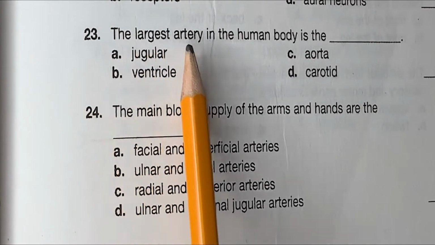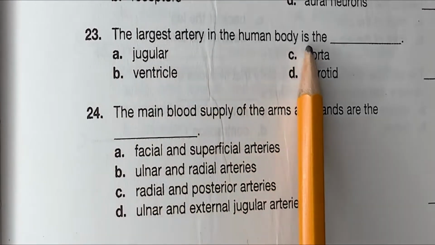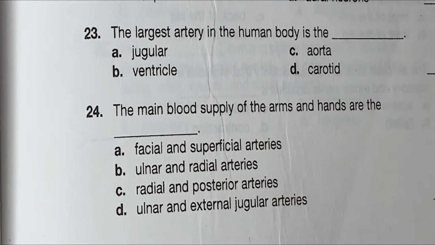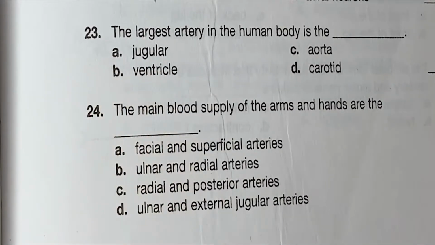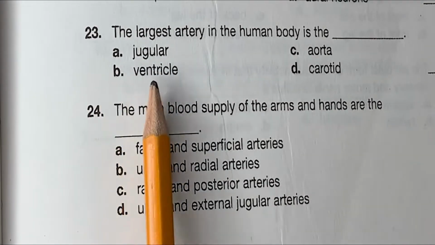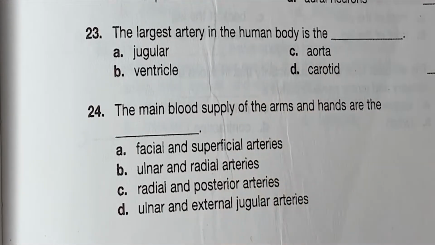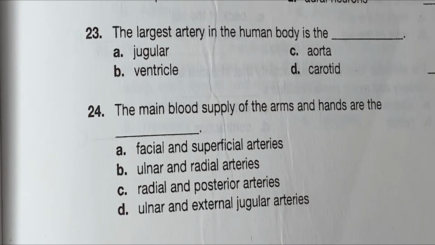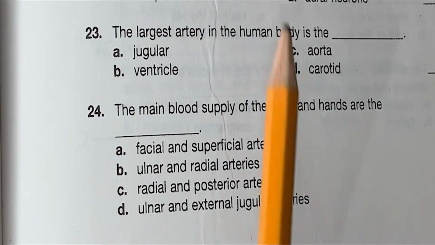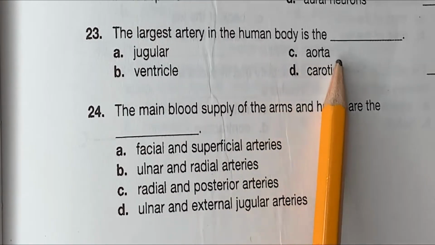23. The largest artery in the human body is the blank. Is it A, jugular, B, ventricular, C, aorta, or D, cardiac? And your correct answer is C, aorta.